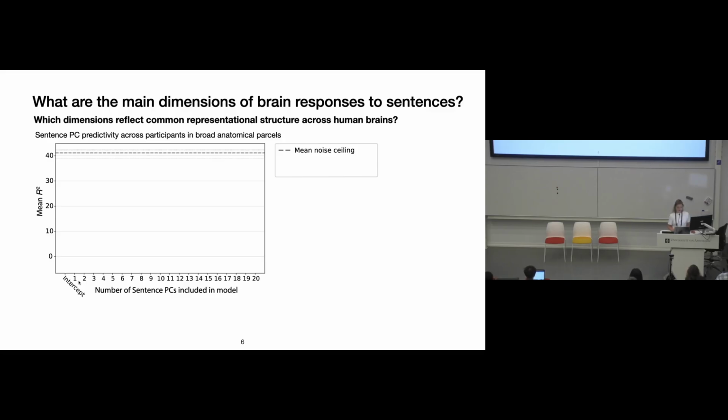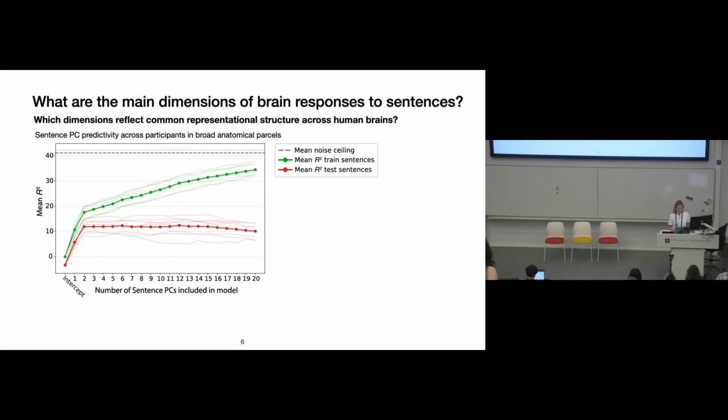First, let's do a sanity check. Because our analysis is cross-validated, we can look at the R-squared performance on the trained sentences. As demonstrated by this green line here, adding more regressors, more sentence PCs, improved prediction of the training data, as we'd expect. But the critical question is, what about the held out test data? How many of these sentence PCs generalized across individuals? And that is shown by the red line here.